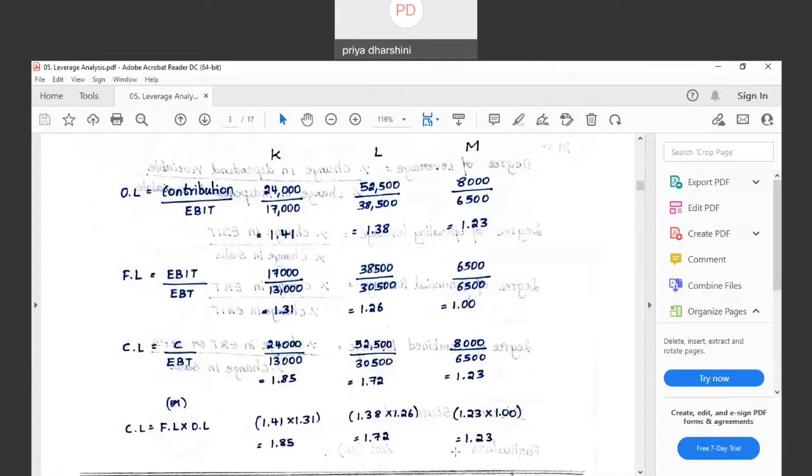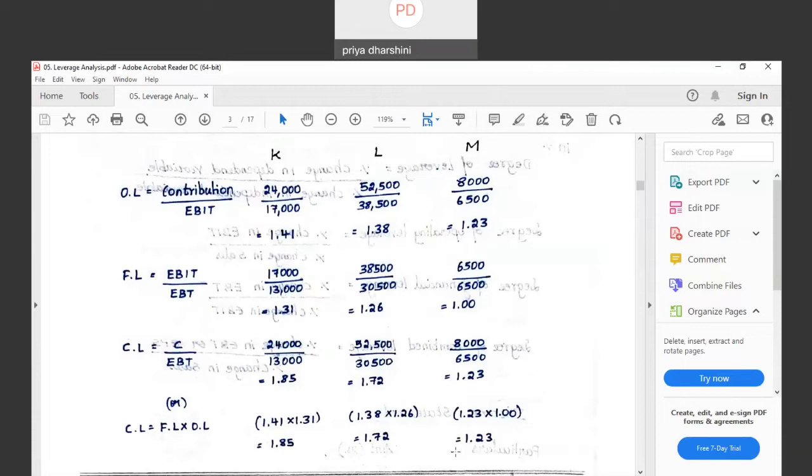Higher the leverage, higher is the risk of the firm. Generally, when leverage increases, it means fixed cost is more. Only when fixed cost is more will the leverage be high.